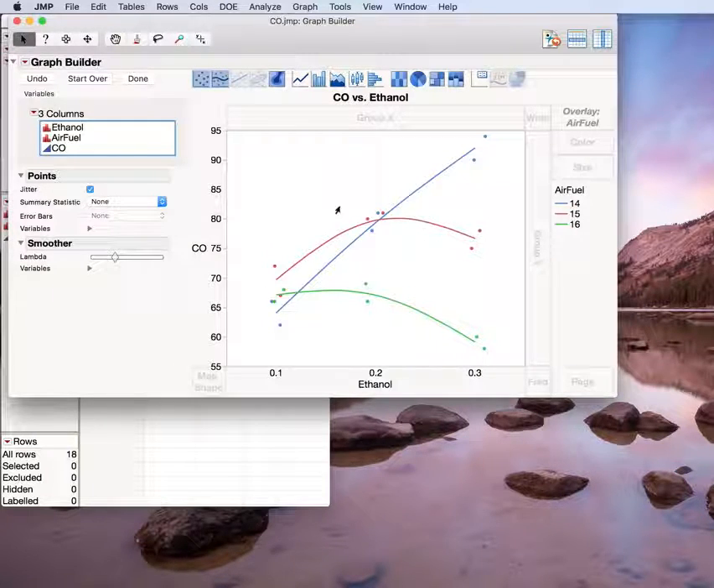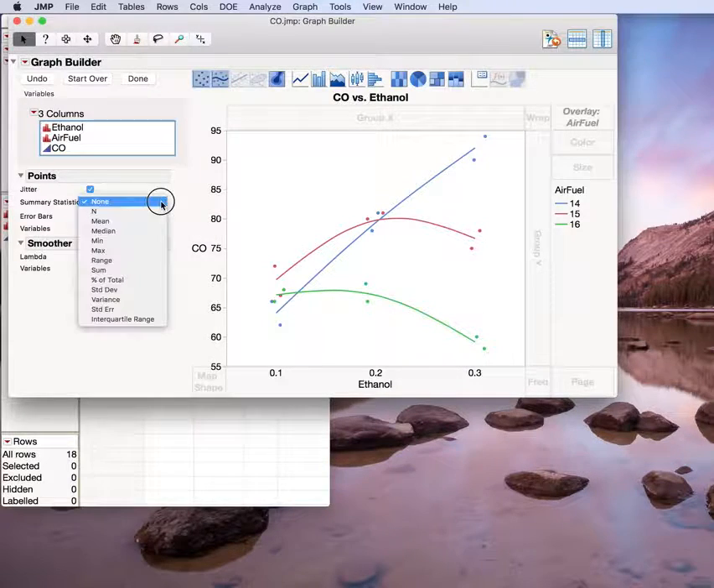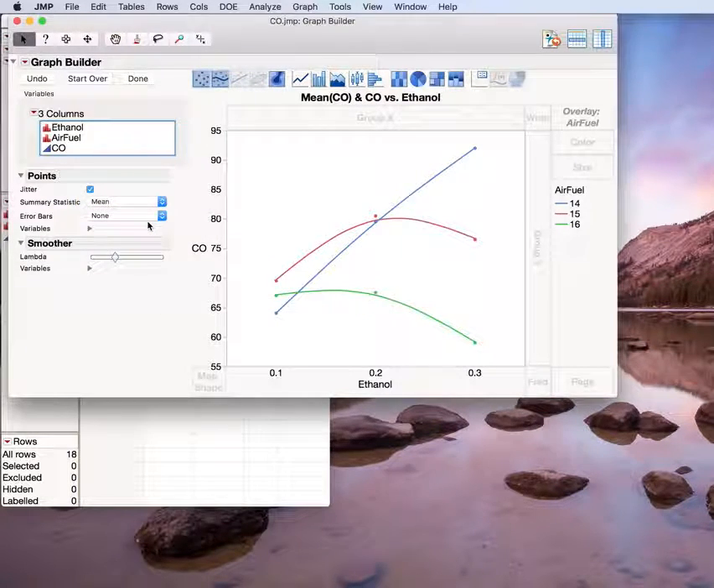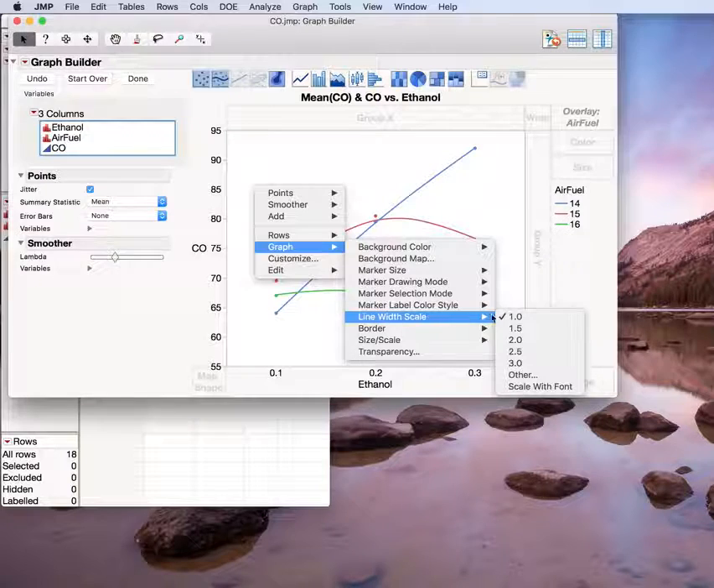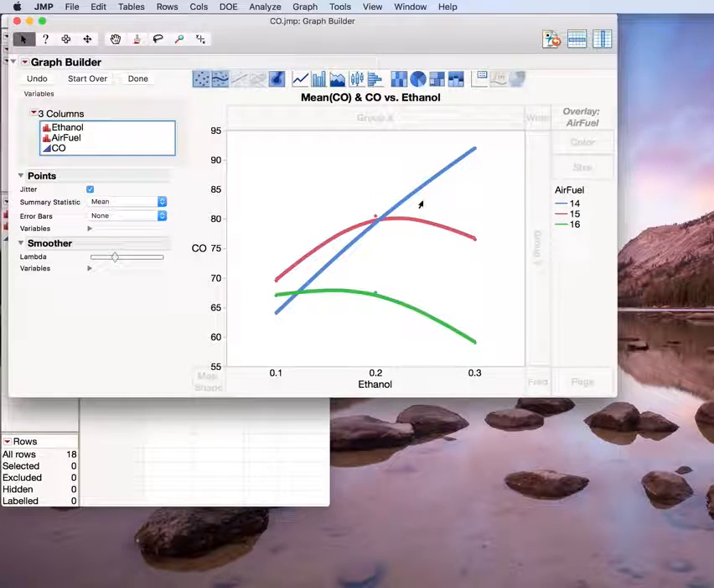So one thing I might want to do to simplify this is to, rather than plot the individual points, although this is a good way to check to make sure that you have equal variance at all your levels, change the summary statistic to the mean. And this will give you kind of that nice overall relationship. If you want to make your lines a little bit bigger, you can right click, go to graph, and then line width scale, and maybe change that to 30, and it makes your lines a little bit thicker if you wanted to do that.